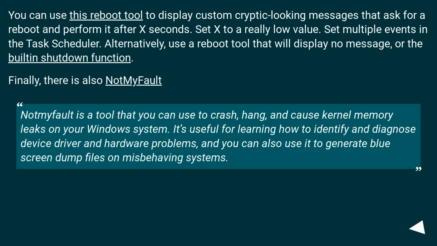You can use this reboot tool to display custom cryptic looking messages that ask for a reboot and perform it after X seconds. Set X to a really low value. Set multiple events in the task scheduler. Alternatively, use a reboot tool that will display no message, or the built-in shutdown function.